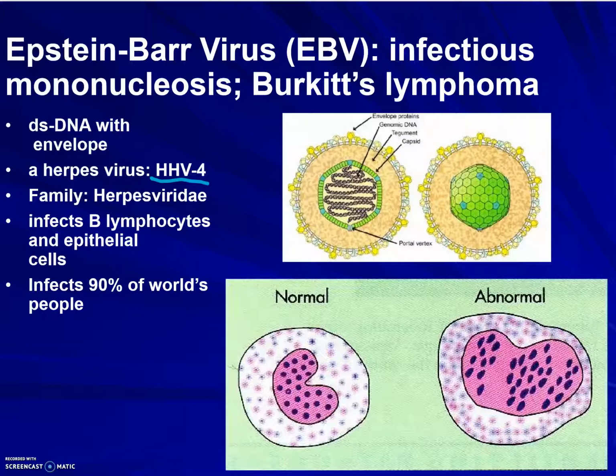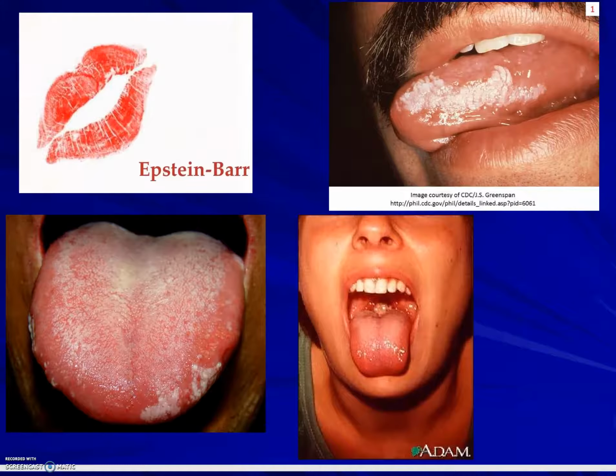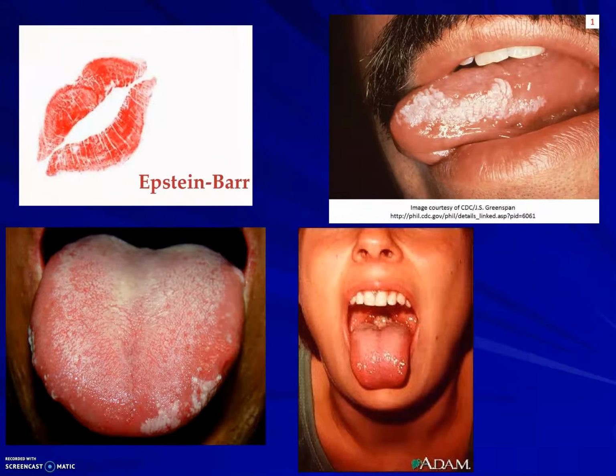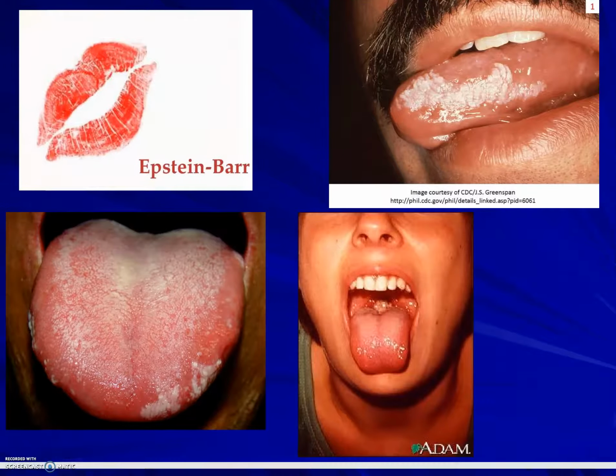The vast majority of the world's population is infected with this virus, but it's latent in most people and doesn't really cause any problems. Here are some images that show, you may have heard that infectious mono spreads easily when people are sharing utensils, spreads easily in dorms, also by kissing somebody. It typically leads to throat problems. So you're going to have a very, very sore throat, and you might also have some sores in your mouth.